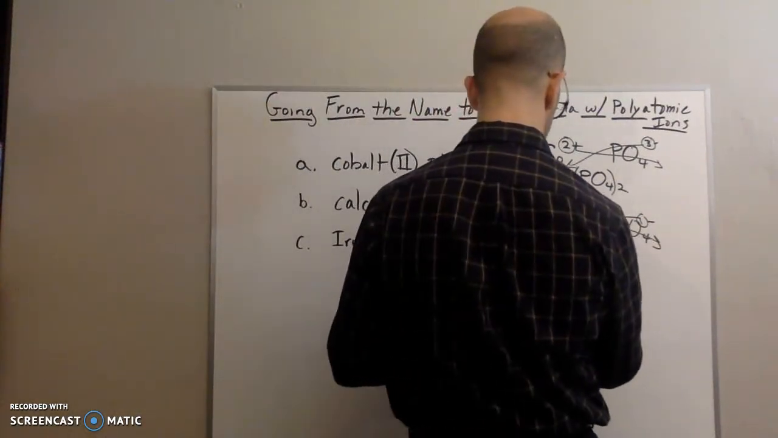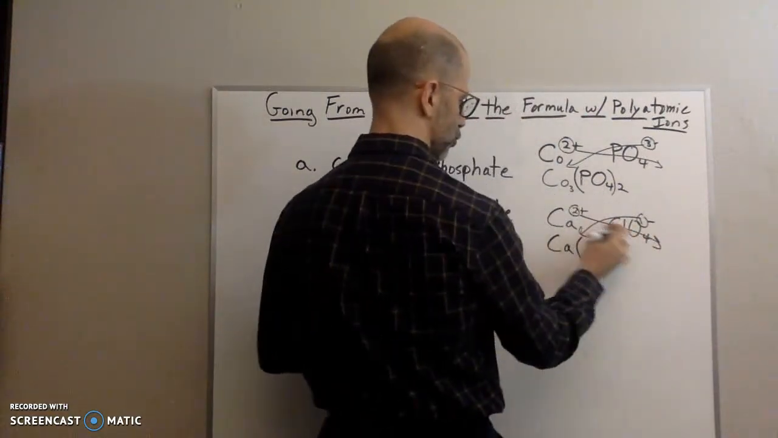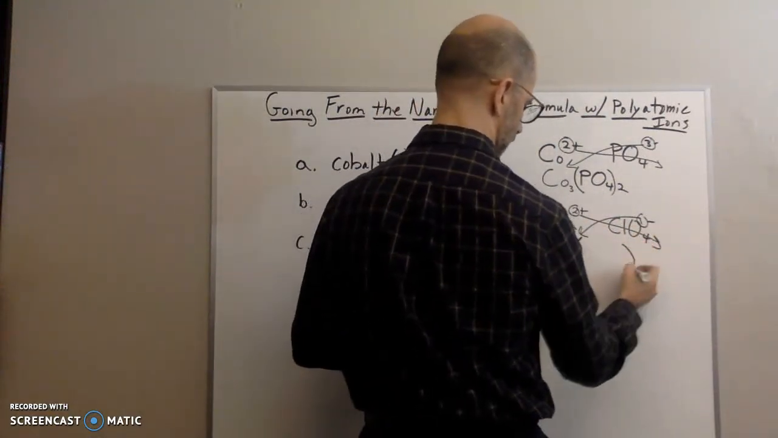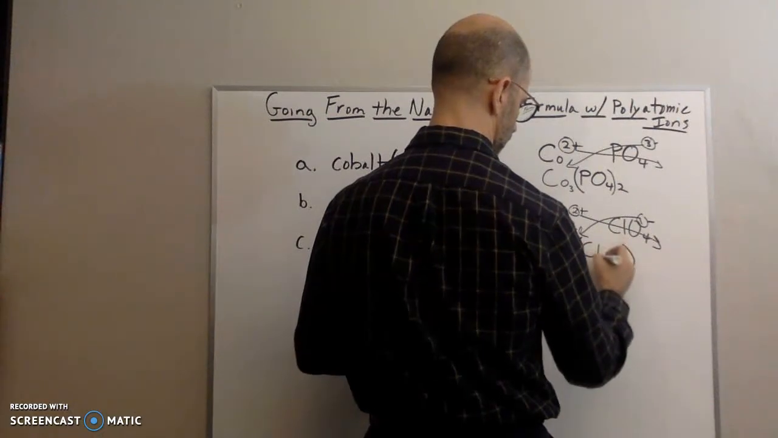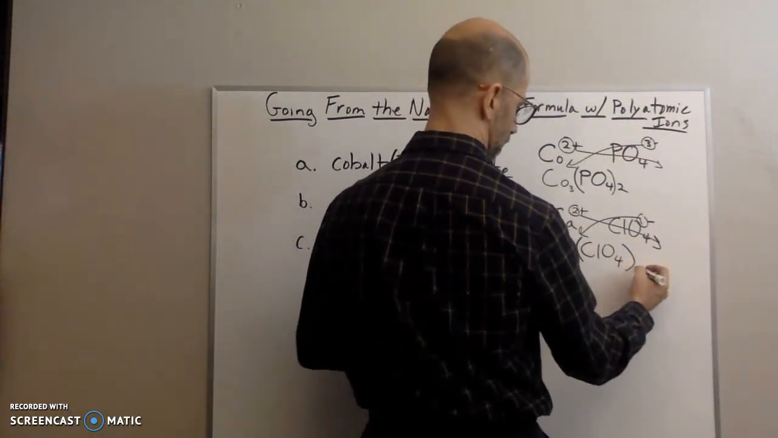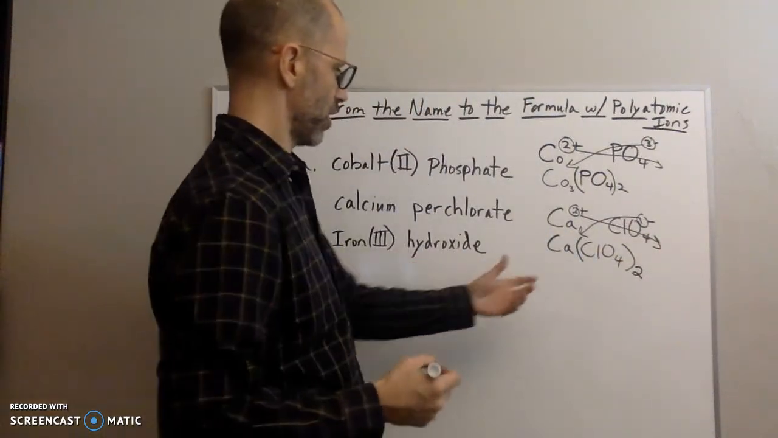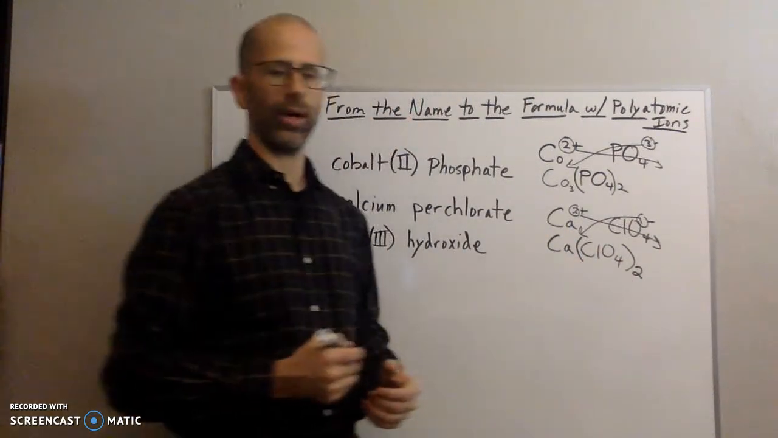So this is going to be Ca, and then because I have 2 of these, I have to have parentheses. ClO4, and then on the outside, I have the 2. So here is my calcium perchlorate.